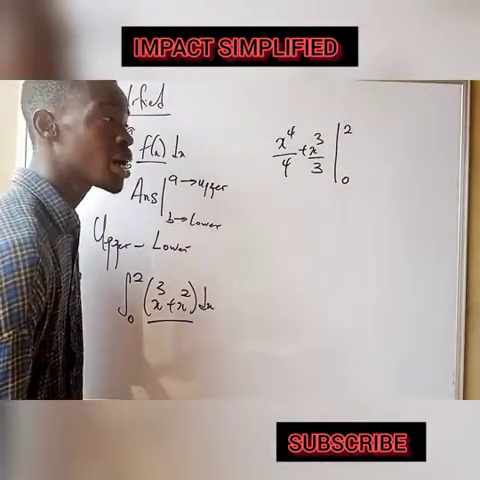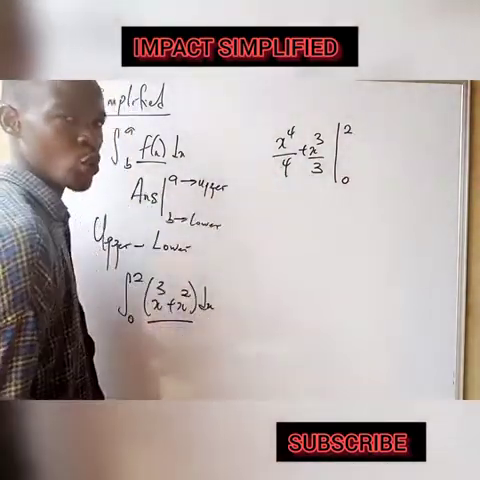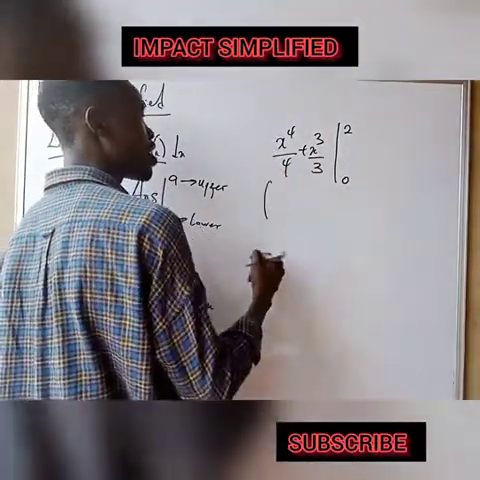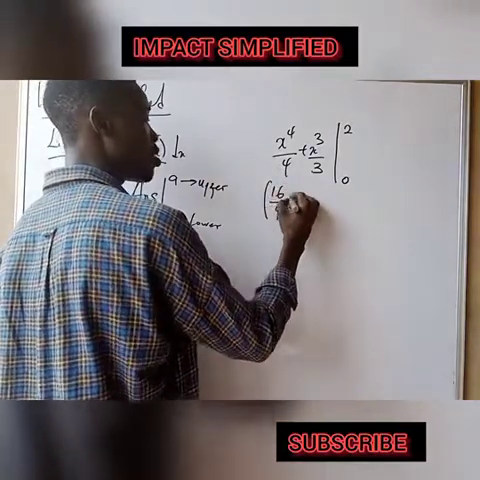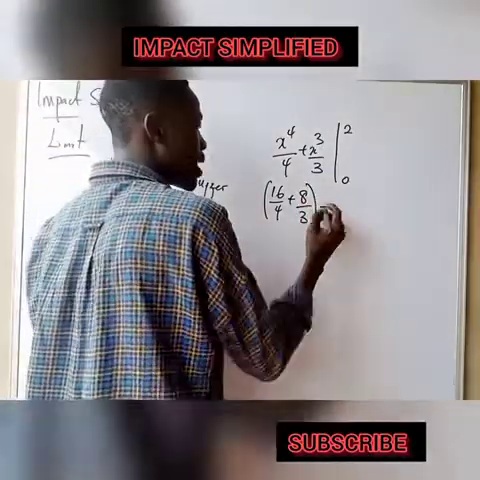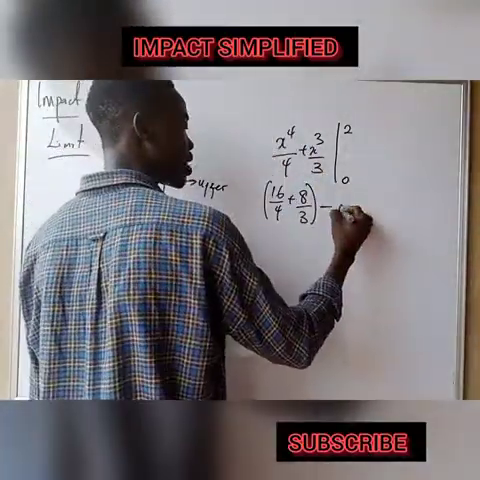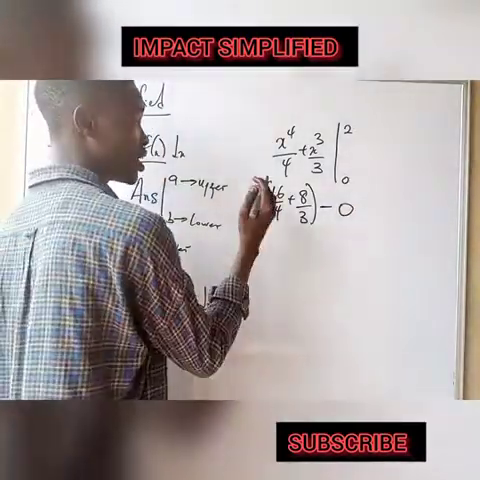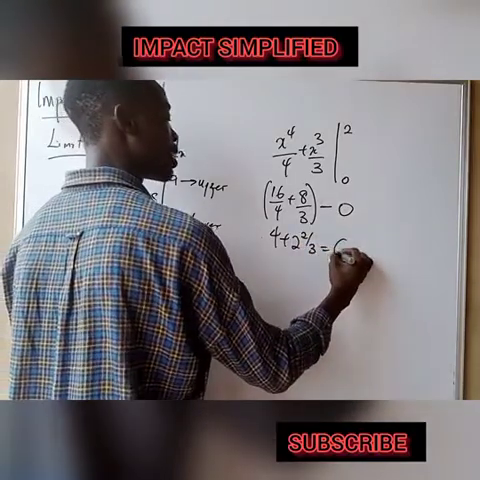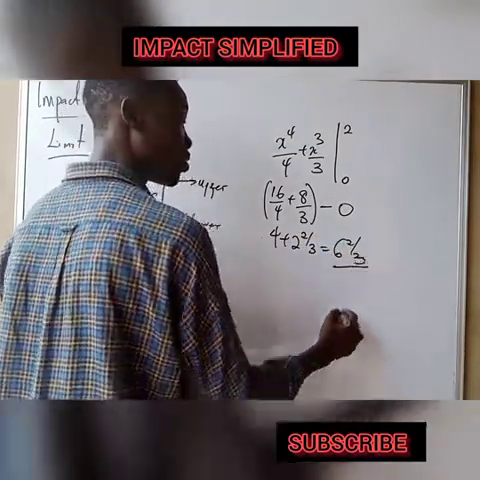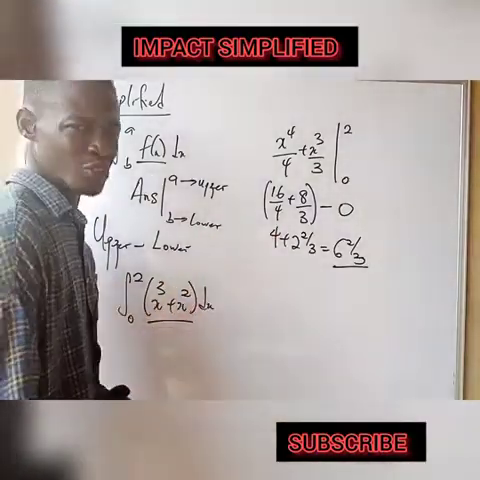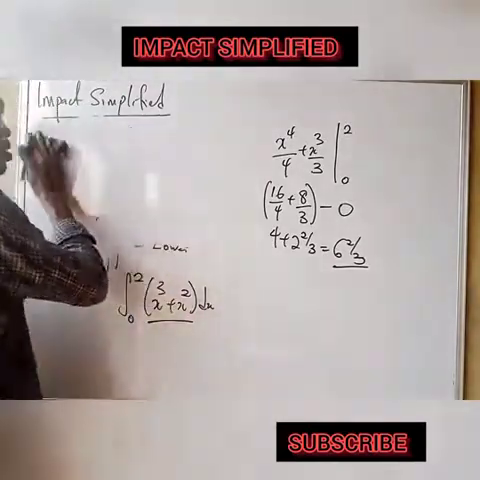How can you solve for upper and lower? Put the upper minus the lower. So put your x as the upper. That will give us 2 raised to power 4, which is 16 over 4, plus 2 cubed, which is 8 over 3. That is the upper limit minus the lower limit. So put your x as 0, it will give us 0. Do we get that? And if you solve this, it will give us 4 plus 2 whole number 2 over 3, and that will give us 6 whole number 2 over 3. Do we get that? You don't need to be looking for any missing one. So that is that about that.